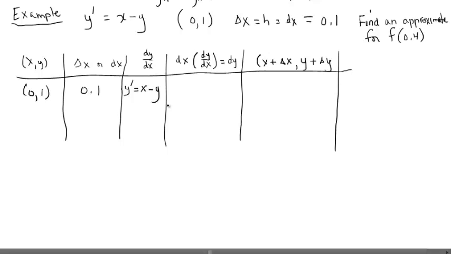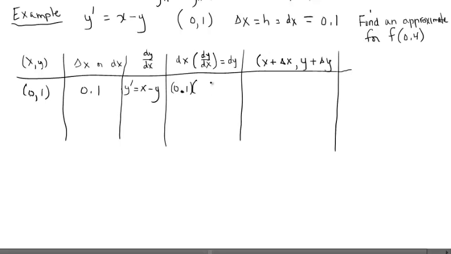Okay, so now let's find the change in y, because it's easy to find the change in x. So it's 0.1 times the derivative evaluated at our point, 0, 1. Let's plug it in here.